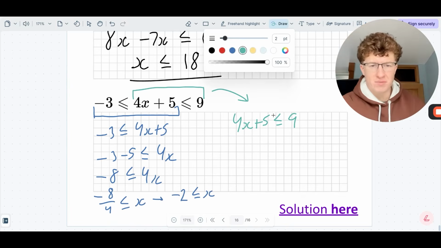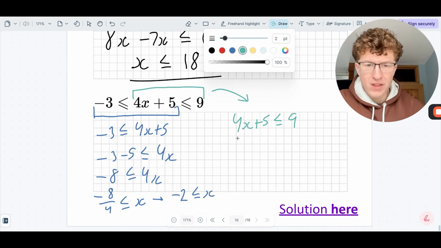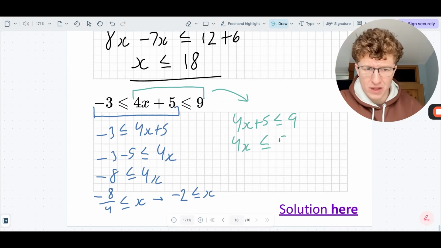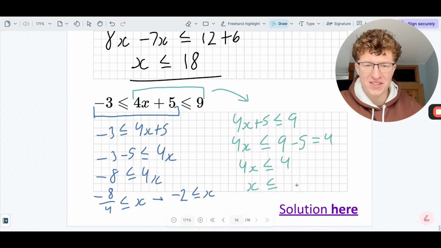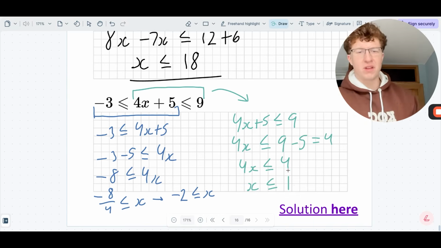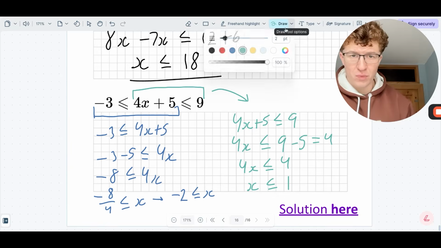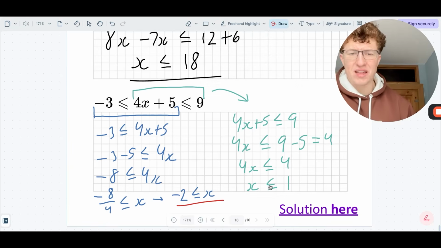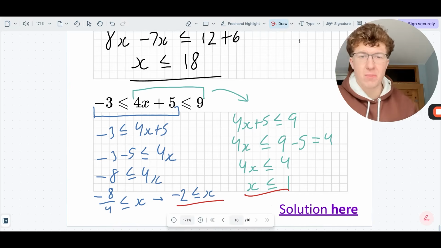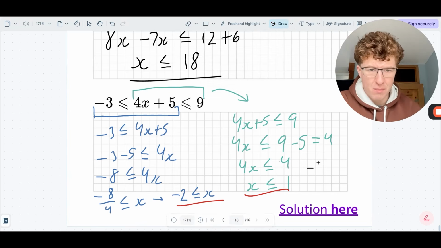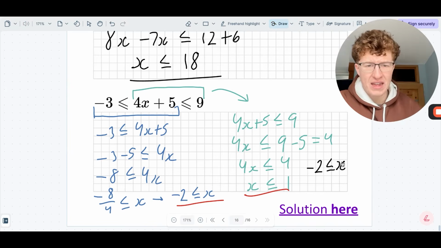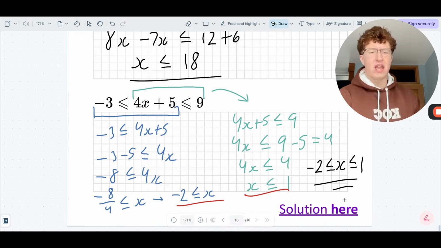Then, 4x plus 5 is less than or equal to 9. Bring the 5 over. 4x is less than or equal to 9 minus 5, which is just equal to 4. So we have 4x is less than or equal to 4. Divide both sides by 4. x is less than or equal to 4 divided by 4, which is just going to be 1. So we have two answers now. We have minus 2 is less than or equal to x, and x is less than or equal to 1. Then we're just going to combine these together. So our final answer now, when we combine these, is going to be minus 2 is less than or equal to x, and then x is less than or equal to 1. So that would be our final answer.